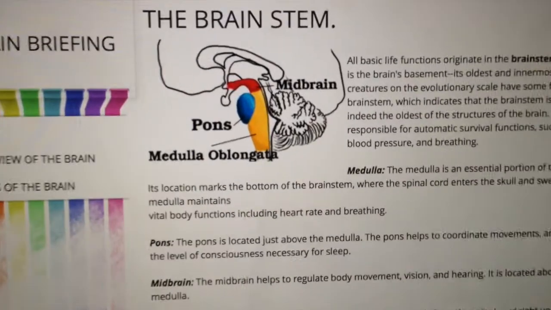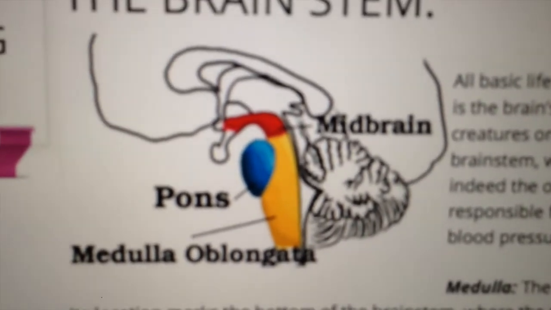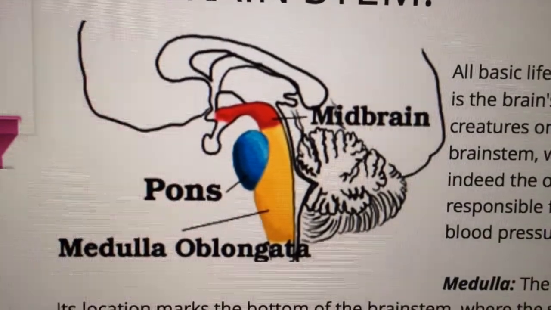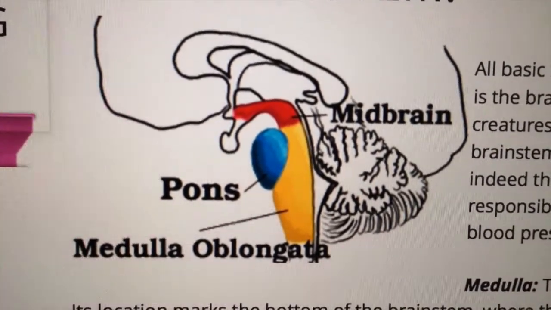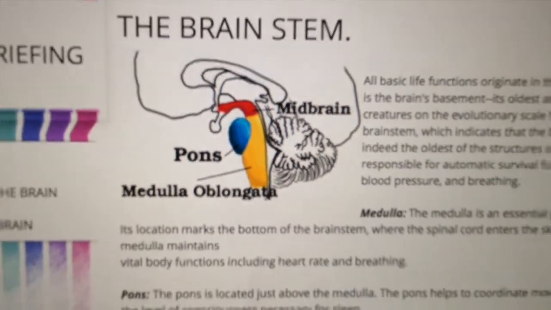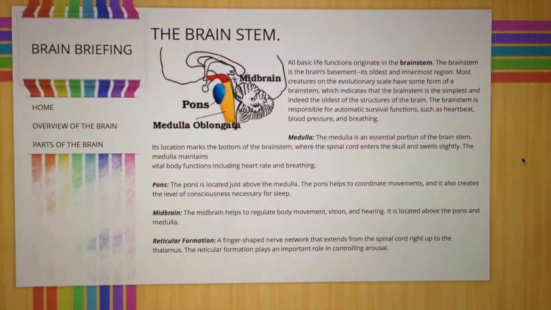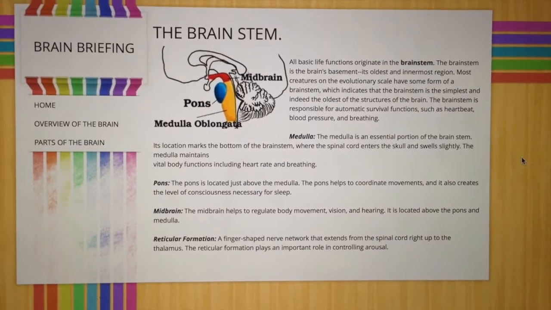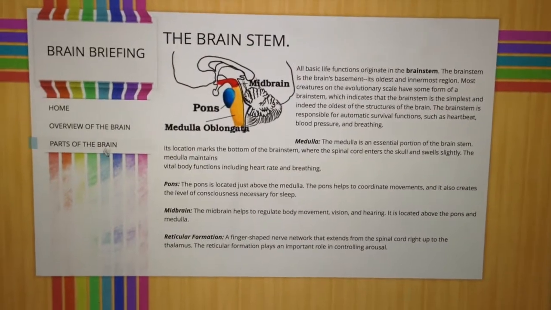All basic life functions originate in the brainstem, including automatic survival functions such as heartbeat, blood pressure, and breathing. The medulla is located at the bottom of the brainstem. It helps to coordinate movements, and it also creates the level of consciousness necessary for sleep. The midbrain helps regulate body movement, vision, and hearing. In addition to the three parts of the brainstem, the reticular formation, which is a finger-shaped nerve network, plays an important role in controlling arousal. Now let's click on the thalamus.